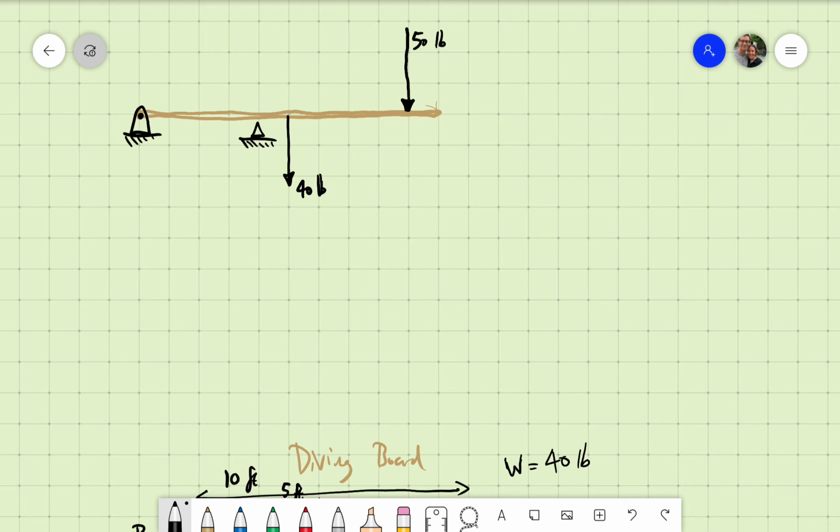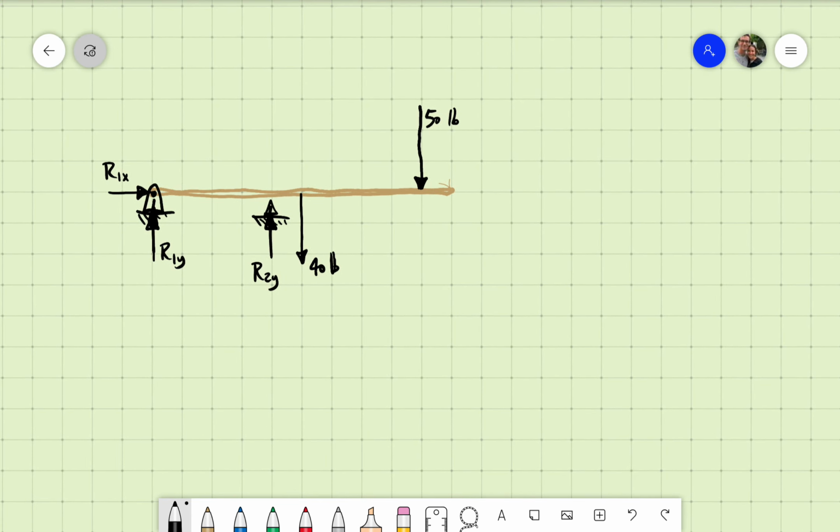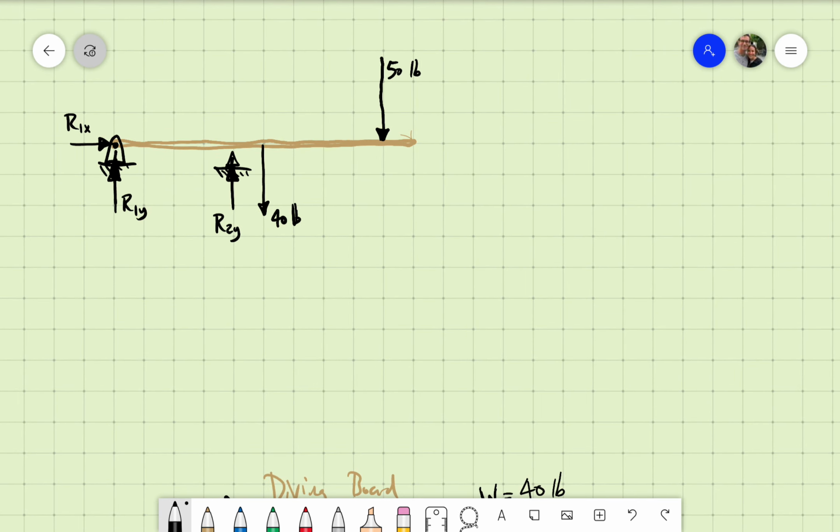And we list our unknown reaction forces. We have R1y, we have R1x, and we have R2y. Alright, so that is everything. All we did was just change the location of the person. The person walked out, they're ready to jump.